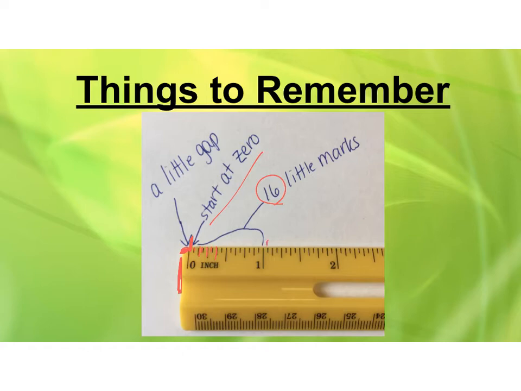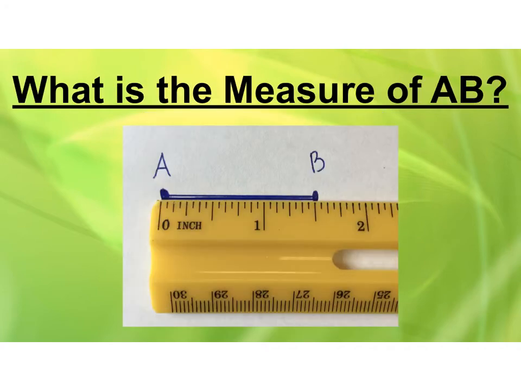If I measured right to here, that's going to be 1 and 1/16. The 16th becomes my denominator. So let's try to measure this one. Notice I put A right at 0, and then I have B coming all the way here. So this is 1, 2, 3, 4, 5, 6, 7, 8. 8 tick marks. So 1 and 8/16. But I also know that that reduces to 1.5.